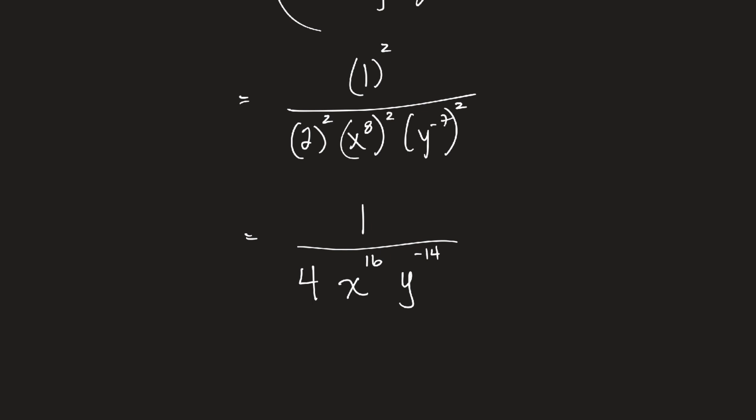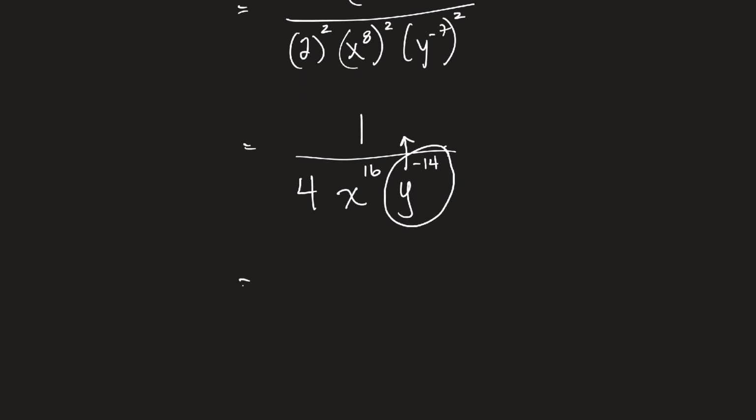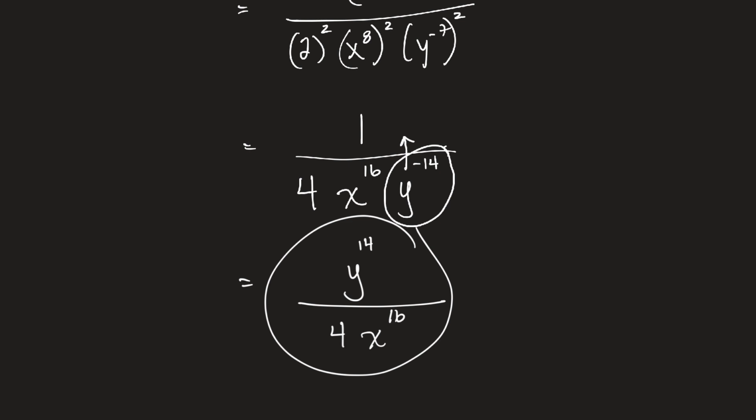Feeling fairly good there, total is simplified, but typically we don't like to see negative exponents. So I can make it positive just by changing it to the other side of the fraction line. So this will be equal to, on the top I'll have 1 times y to the 14th, which is just that, over 4x to the positive 16. That's where I would end the question.